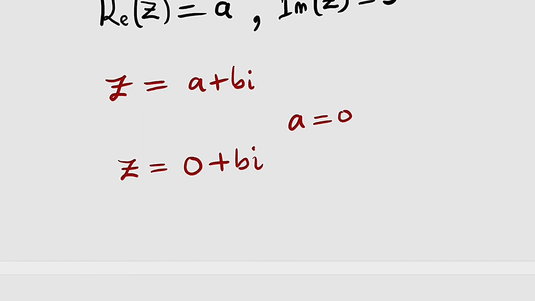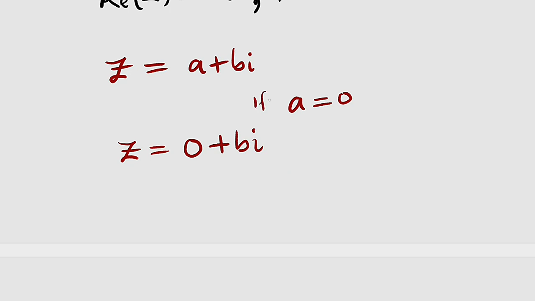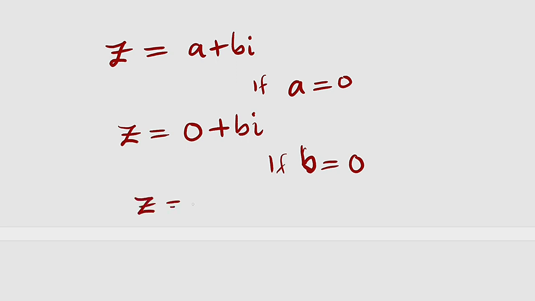So what if b is equal to 0? If b is equal to 0, we have z equal to a plus 0i. And 0i is just 0, so this implies that z is only equal to a real number. But this is also a complex number. This is also another complex number. Altogether, we have seen that both real and imaginary numbers combined together are a subset of complex numbers.